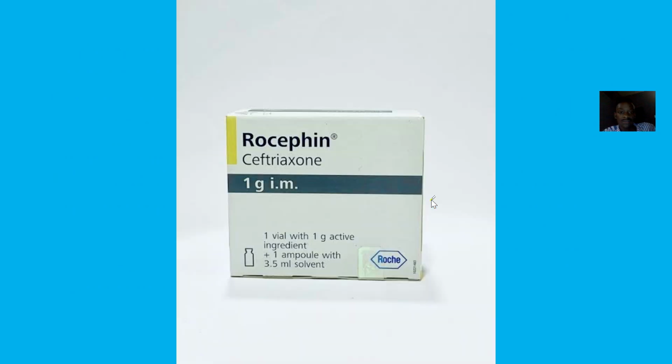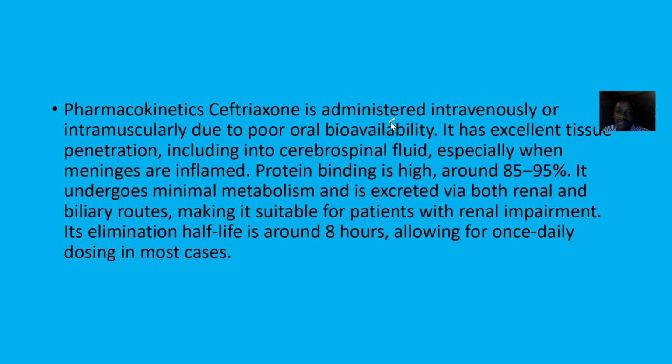So pharmacokinetics, it is administered through the veins or through the muscles because it has a poor oral bioavailability, right? Has an excellent tissue penetration, including cerebrospinal fluid, especially when meninges are inflamed. Protein binding is high, around 85 to 95%. It undergoes minimal metabolism and is excreted via both the renal and the bile routes, okay? So it's suitable for even patients that have renal impairment, so it can still be excreted through the bile route. Elimination half-life is around 8 hours, okay?